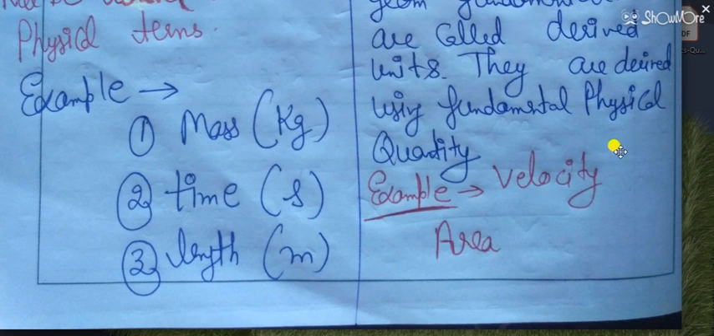So can I write velocity as meter per second? Here it is divided. Meter is different and second is different. So whenever a quantity is divided into two terms, then we can say it is not a fundamental quantity.